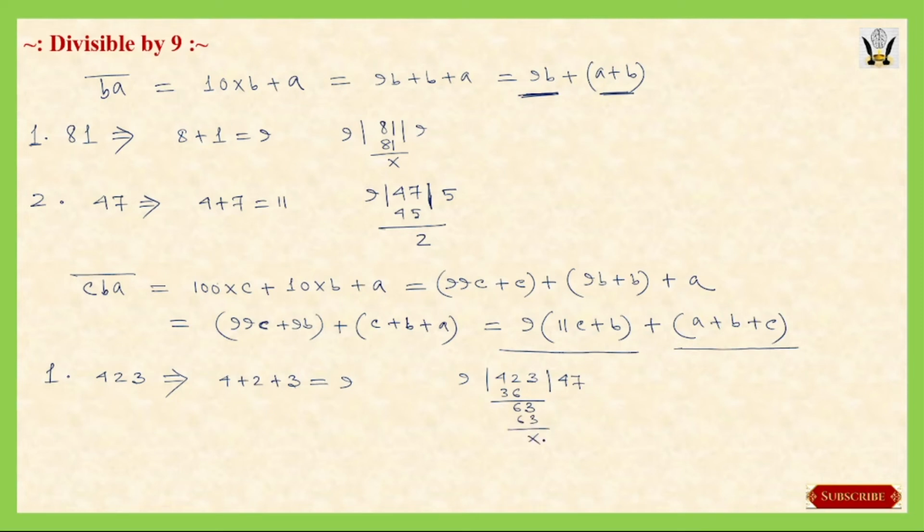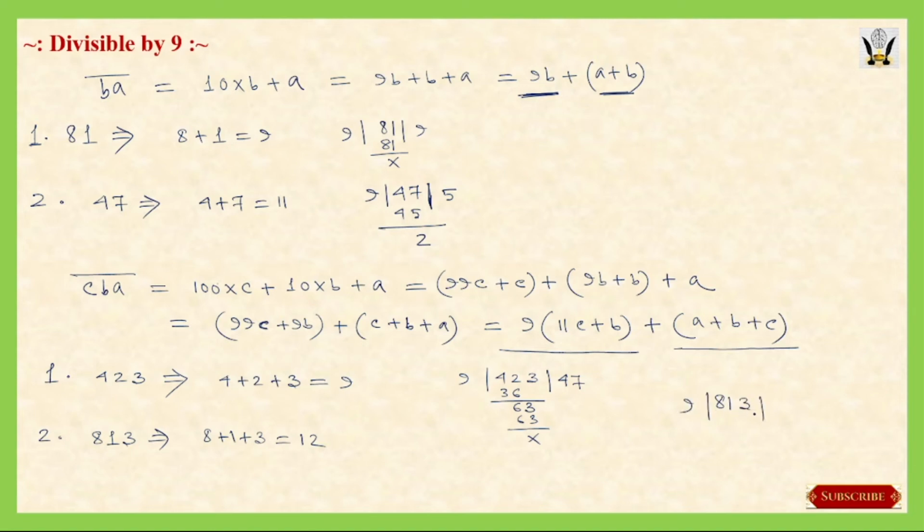That means 423 is divisible by 9. So this logic is also applicable for a 3-digit number. Now let's check this logic with another number. Let's have 8, then 1, and then 3. So 813. Here 8 plus 1 plus 3 will be 12. 12 is not divisible by 9. That means 813 must not be divisible by 9.